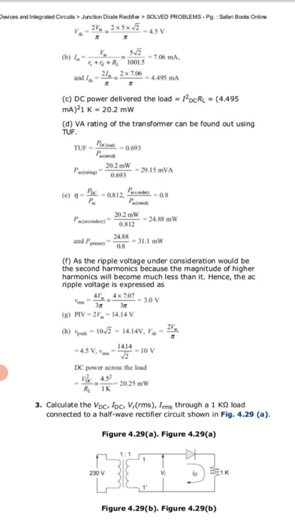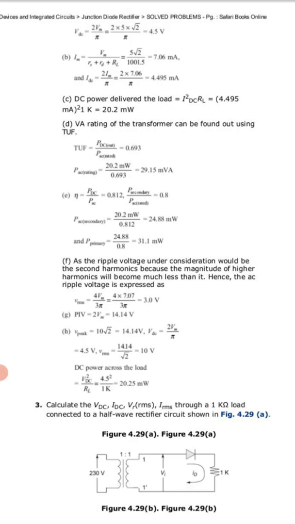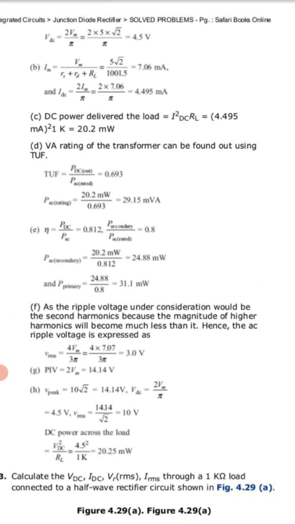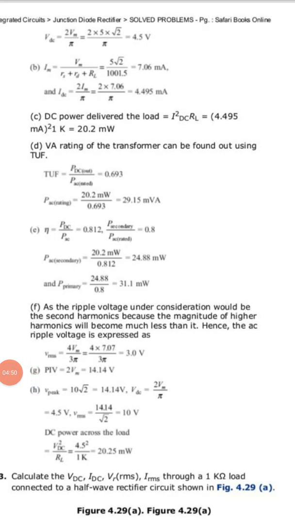Next, Im is equal to Vm upon Rd plus Rs plus RL, equal to 5 root 2 upon 1001.5, that is 7.06 milliampere, and IDC is equal to 2 Im by pi, that is 2 into 7.06 upon pi, equal to 4.4995 milliampere. After that we calculate DC power delivered to the load. The formula is I square DC into RL, equal to 4.495 milliampere square into 1K, equal to 22.2 milliwatt, which is the DC power delivered to the load.